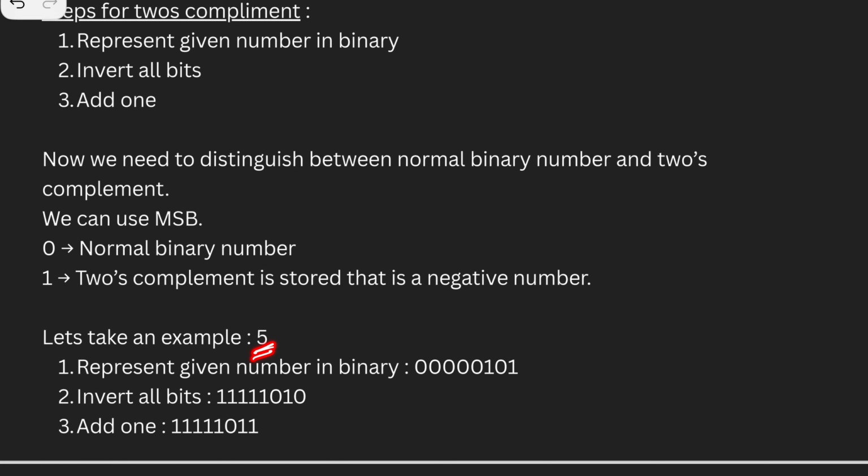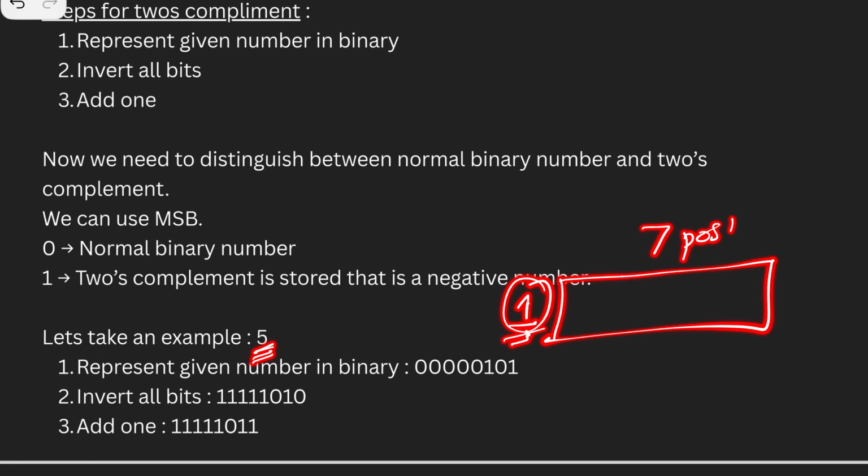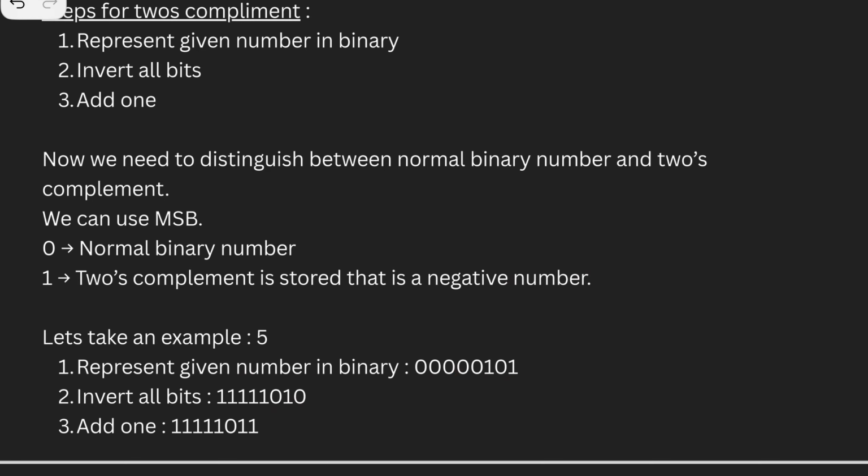First what you do, you write 1. Why? Because this 1 represents that the value is going to be negative. This is the sign bit. Then you have 7 positions, right? Actually you have an 8-bit number, so 8 positions, but the last one is already being used to identify the sign. Now what you do, this is the normal 5. You invert all the bits and you add 1 to it.